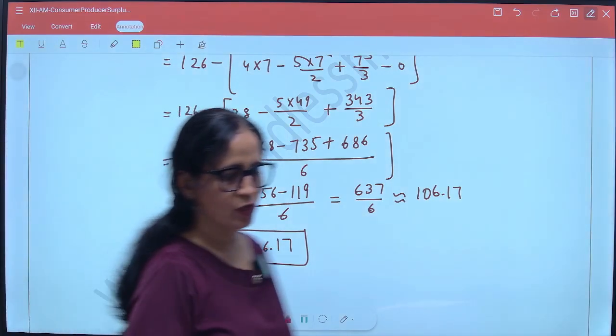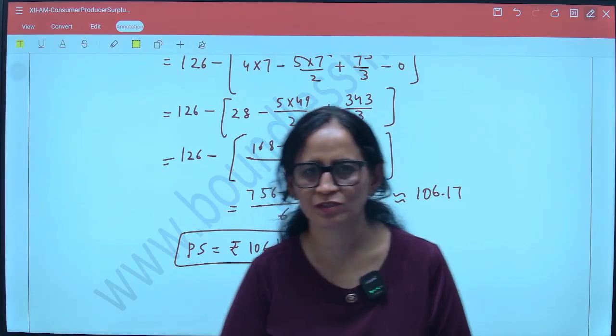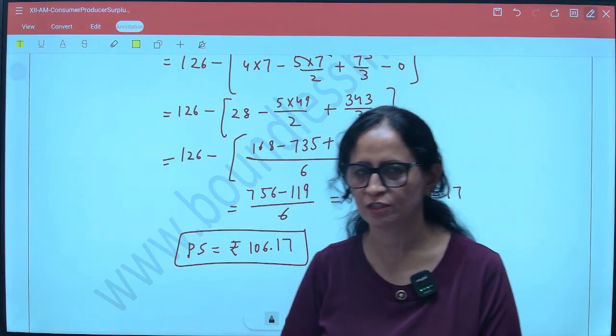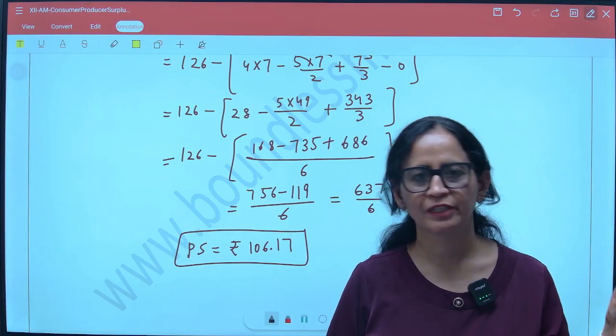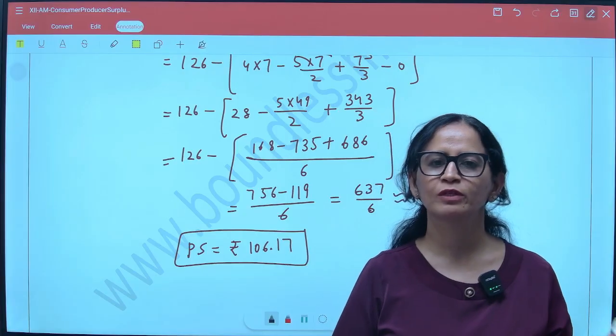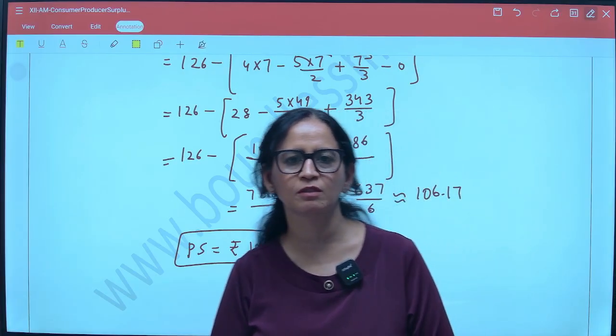Right? So I hope you understood how to solve questions related to consumer surplus and producer surplus. I am repeating again: first find the equilibrium price and quantity, and then only use the formulas. And if you don't have the demand function, definitely you need to create the demand function also.